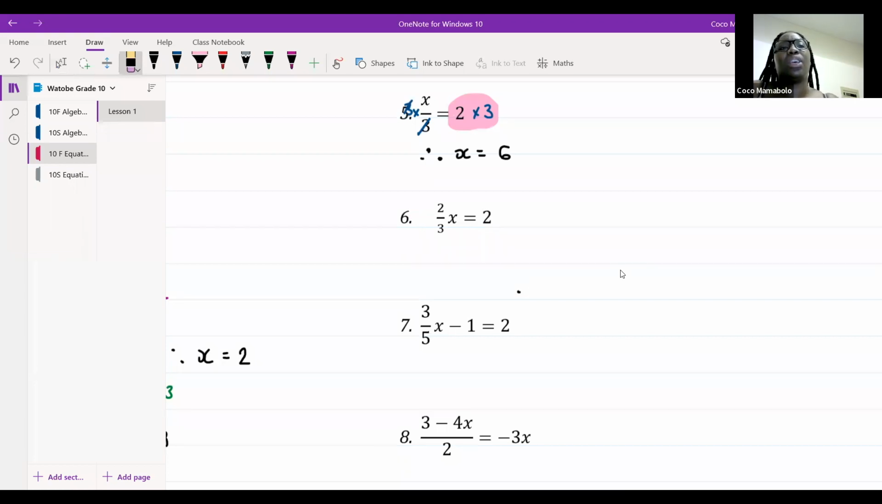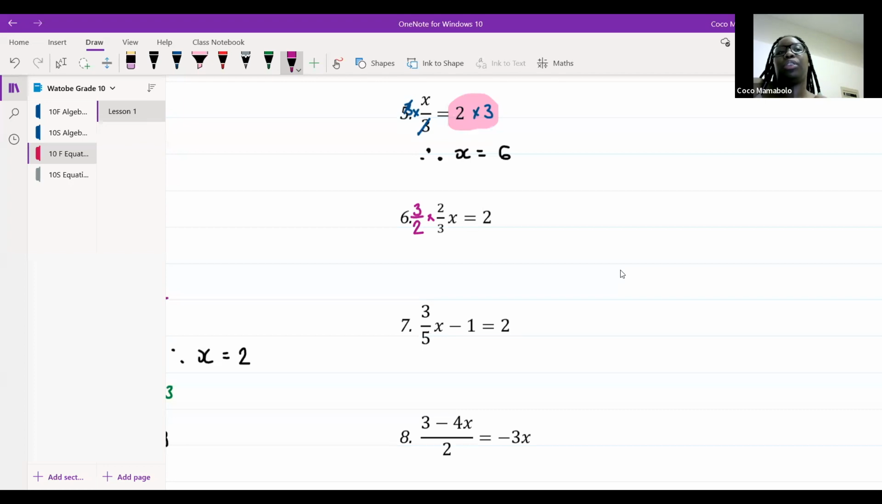Let's do this. We know that we want to get rid of this divide by 3, right? So how would we do this? Yes. We would multiply by 3, correct? And then this 2 is multiplied to x. So how would we get rid of the multiply by x? We would times by x. No, sorry, divide by 2 in this case.